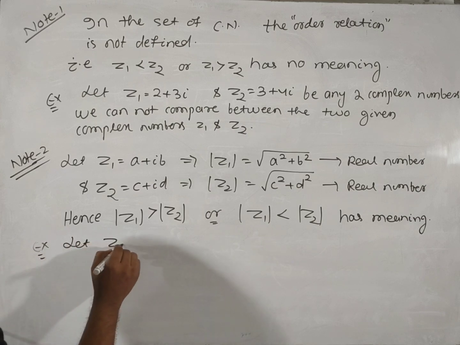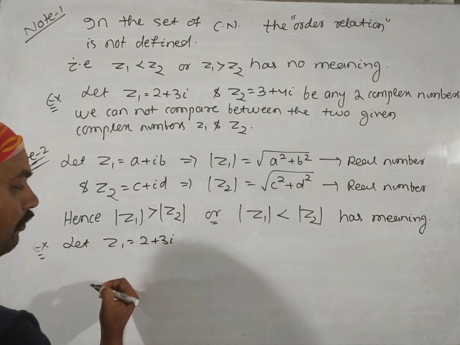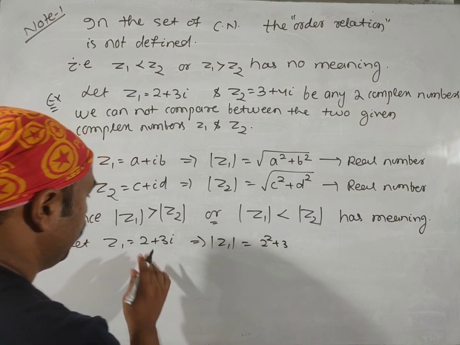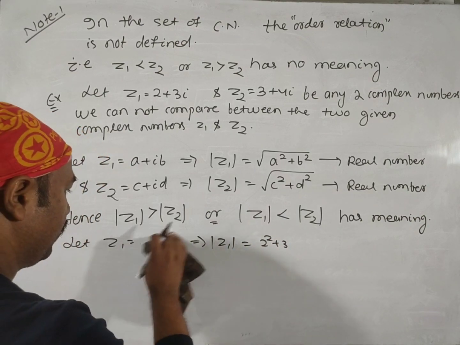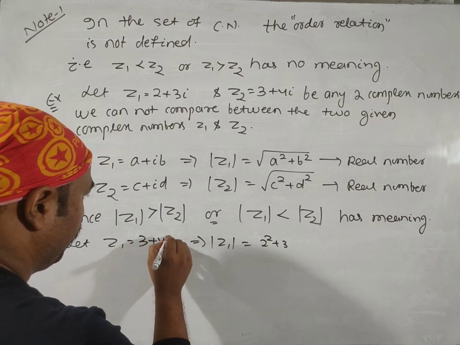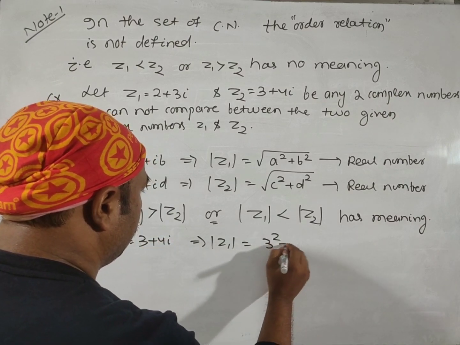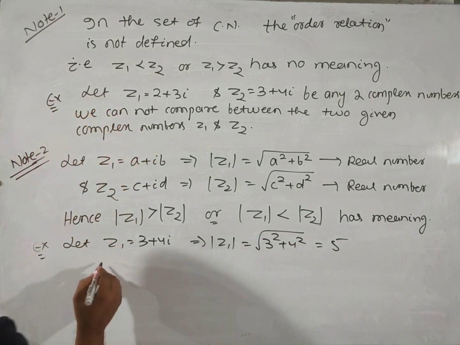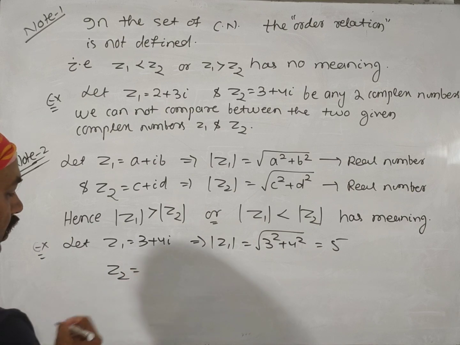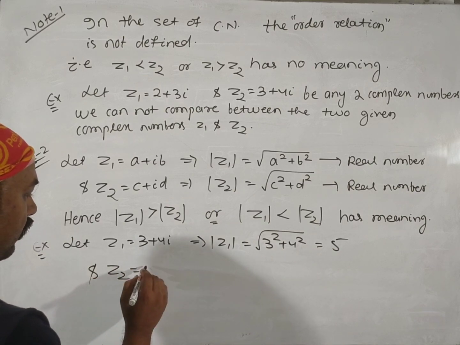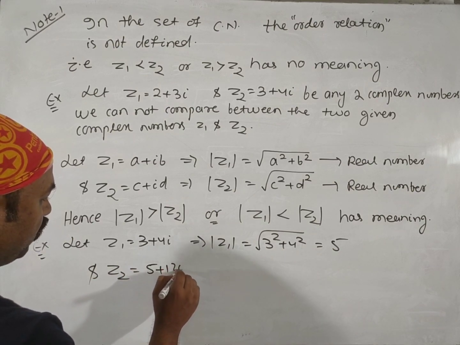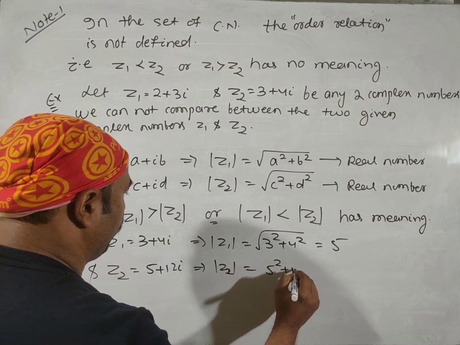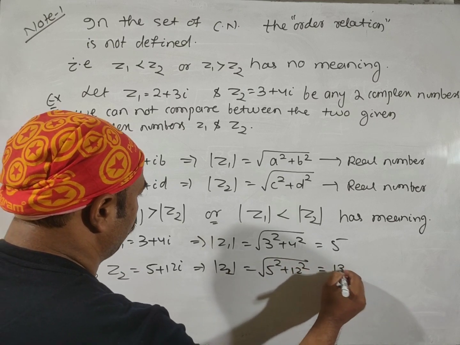Example, let z1 is equal to, suppose consider it as 3 plus 4i. That implies the modulus of z1 is equal to the square root of 3 square plus 4 square. That means it will be 5. Again, let z2 is equal to, suppose consider it as 5 plus 12i. Then the modulus of z2 is the square root of 5 square plus 12 square. That means it will be equal to 13.